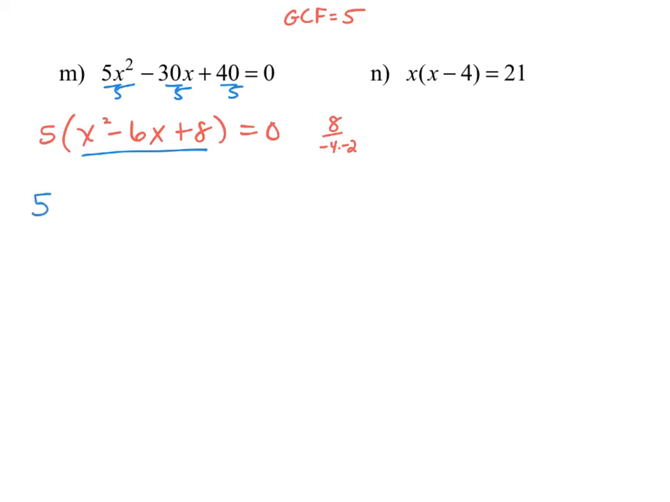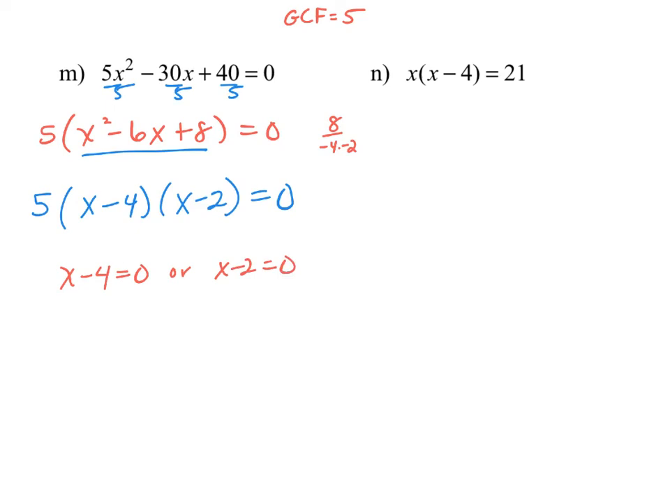So in factored form, we have 5 out in front, the greatest common factor. The one binomial factor is x minus 4 and the other binomial factor is x minus 2. So we have this in factored form using the zero factor property. We're going to set each of those factors equal to 0, except 5. 5 cannot equal 0, so that's not going to give us a solution. But we can set x minus 4 equals 0, or x minus 2 is equal to 0. By solving each one of these, we get x equals 4, or x is equal to 2.